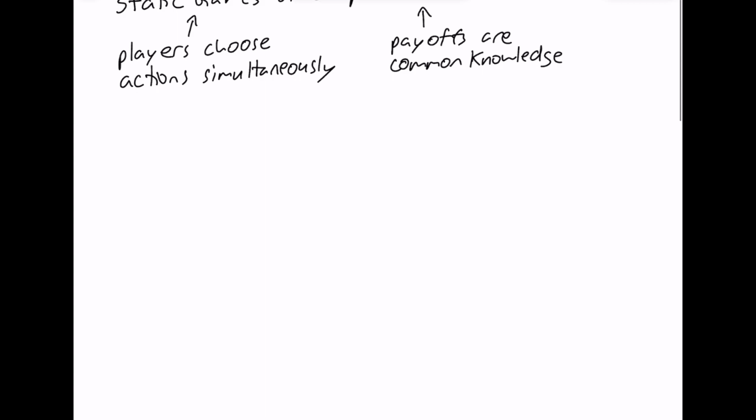We're going to start with an example. This is a famous example in game theory called the prisoner's dilemma. We're going to start by describing the prisoner's dilemma in words, and then we're going to show a normal form representation for this game.